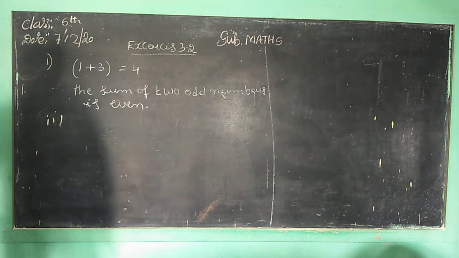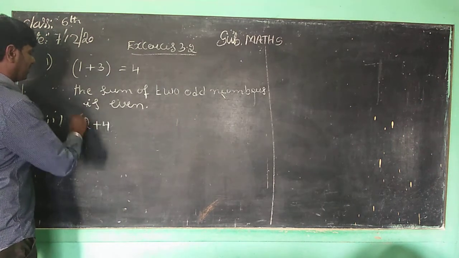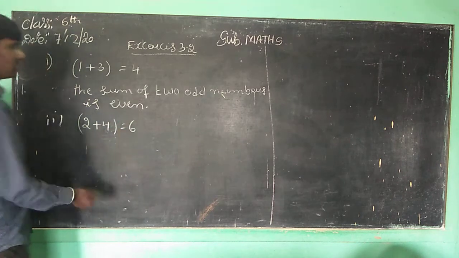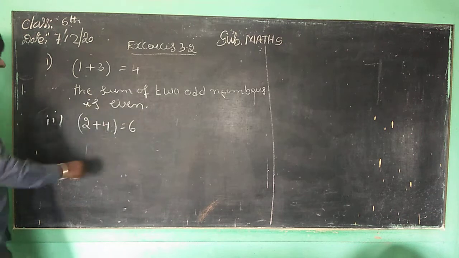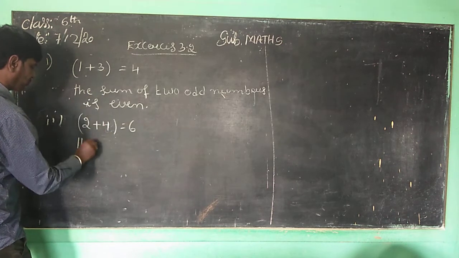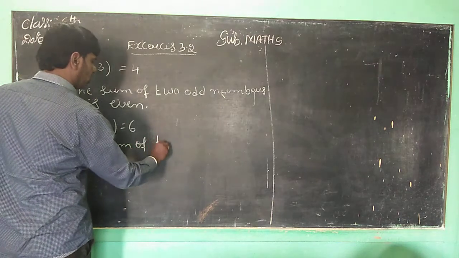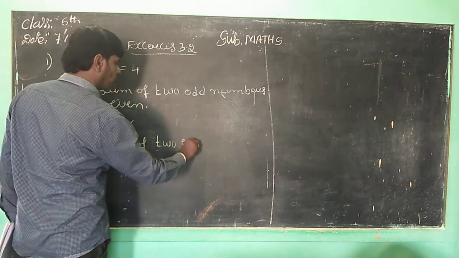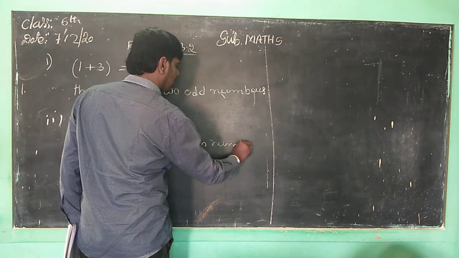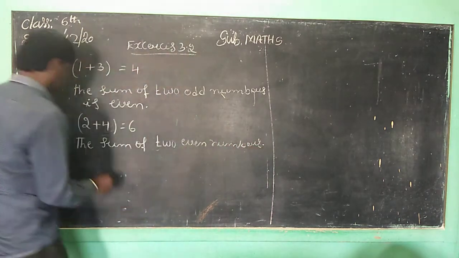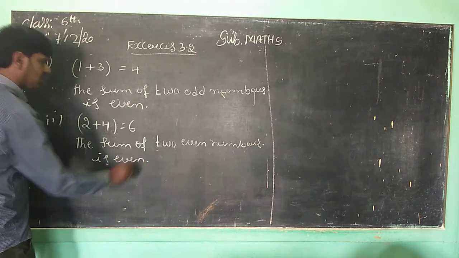As well as the second one, you want to take the sum of any two even numbers. Suppose 2 is an even number and 4 is an even number. What can we write? 2 plus 4 is 6. 6 is an even number. So the sum of two even numbers is also even. Therefore, the sum of two even numbers is also even. Correct, children? This is over.